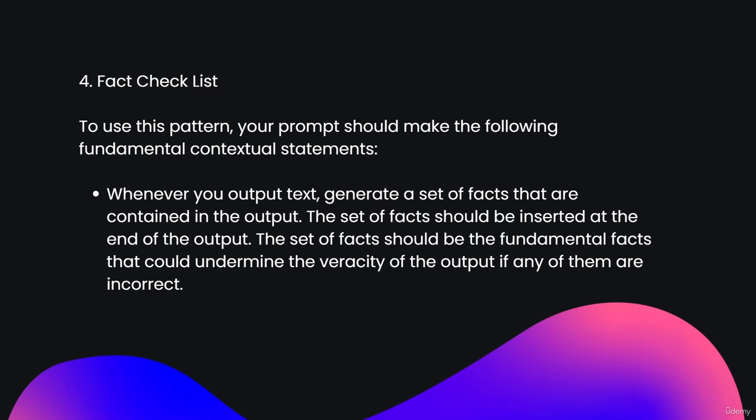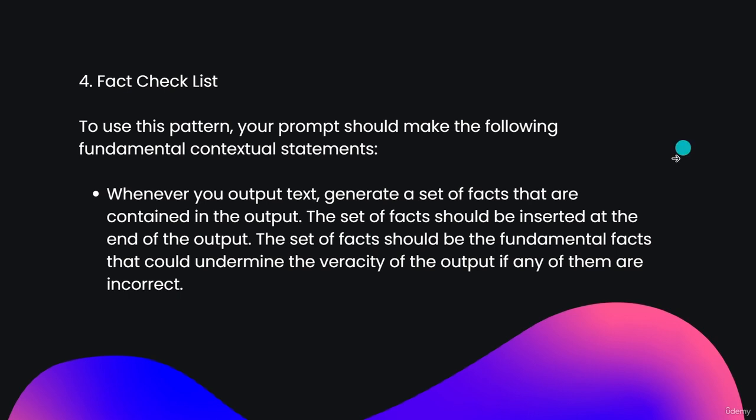So in the fact checklist, we will tell the AI to generate a set of facts that are contained in the output. It will first generate an output regarding our prompt. After that, at the end of the output, it will list some facts regarding the task that it has generated. I hope you understand well.